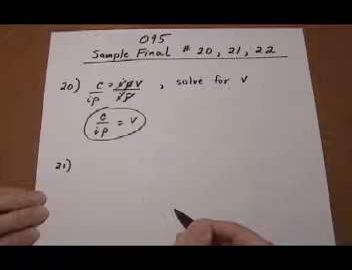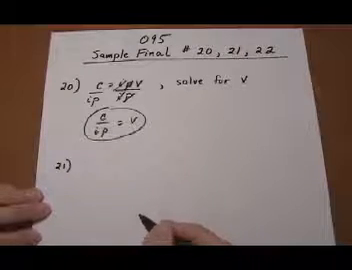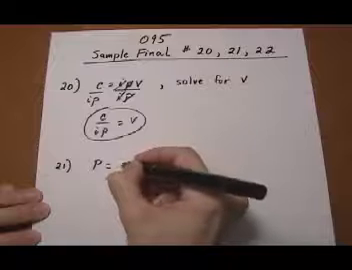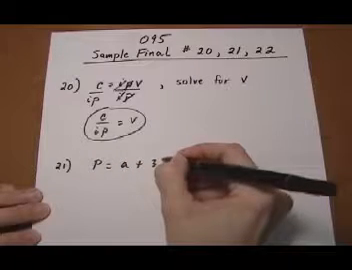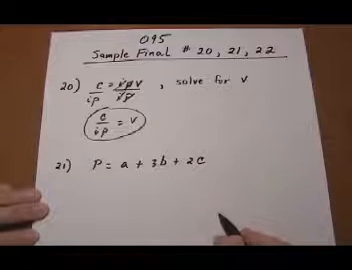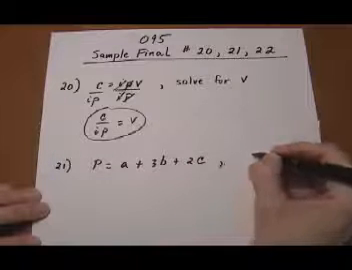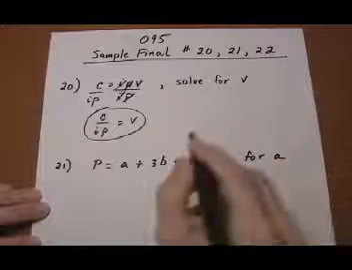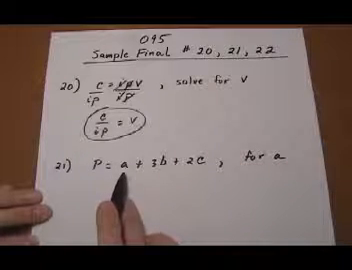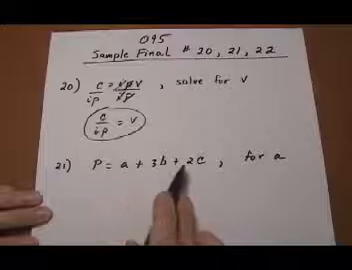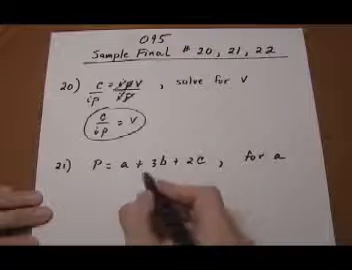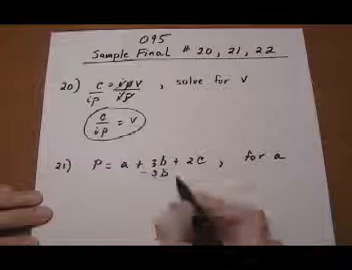Number 21 is similar, except we're going to have to do some subtracting instead. We have the equation P equals A plus 3B plus 2C. And now we want to solve for A. So here's the A. We want to get A by itself on one side of the equation. 3B and 2C are being added to it, which means we need to subtract them away. So let's start by subtracting the 3B.